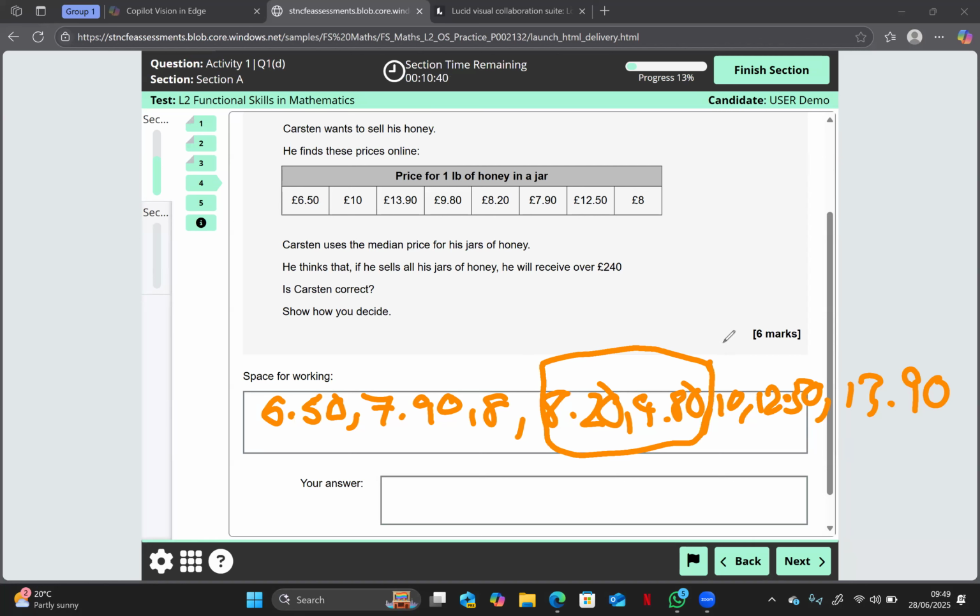That will be the median, adding them together. 8.20 and 9.80 equals 18. Right. So the median here would be 9.